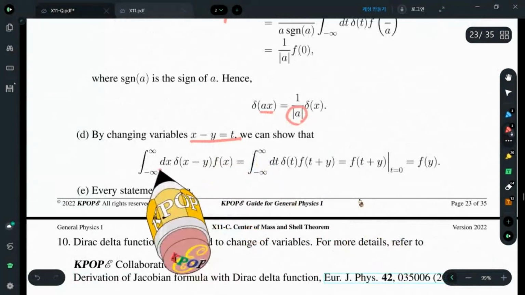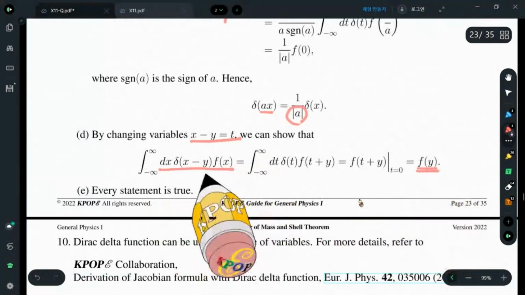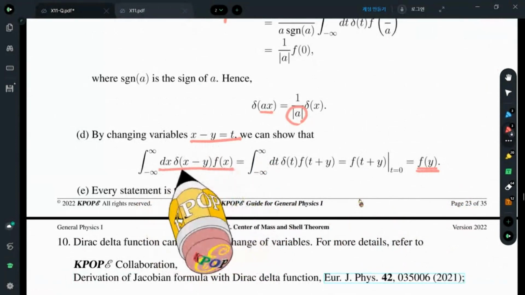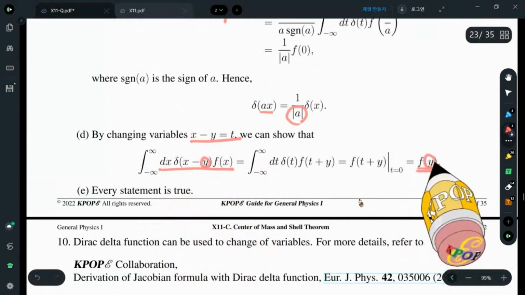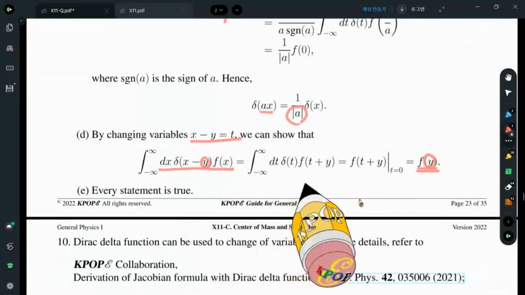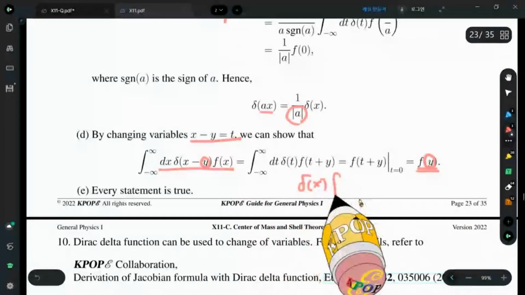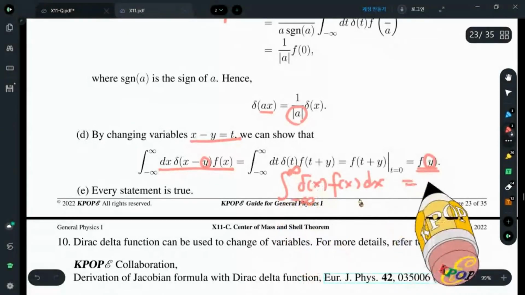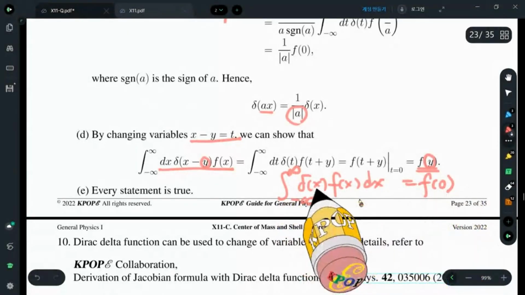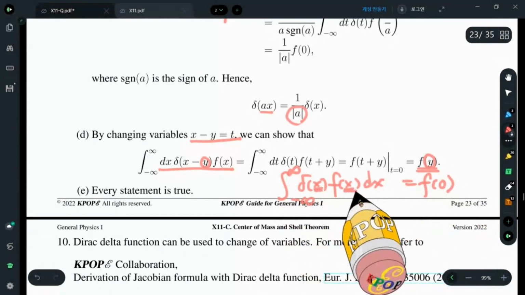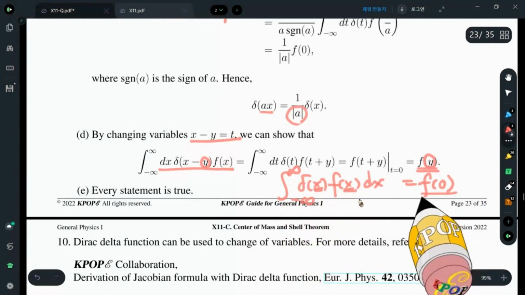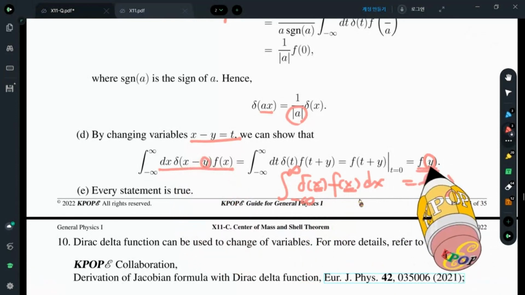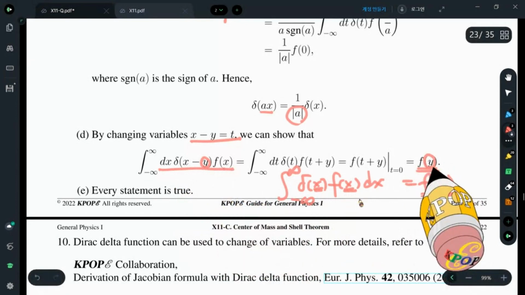And if we change the variable, you will find delta of x minus y multiplied by f of x, integrated over x, then you can pick the value at y. It is consistent with the fact that the delta function integrated from minus infinity to infinity gives f of 0. When the arguments are the same, it gives the value of f at 0. But if it is x minus y, then it gives the value of f at y.